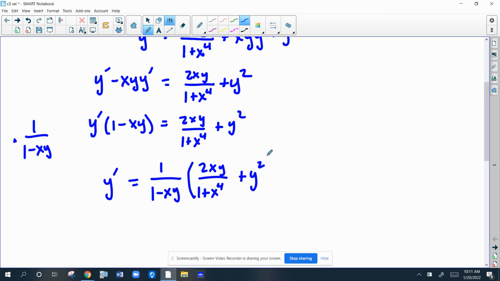Now you could distribute this part of the denominator into this denominator and put this y over that. I'm not going to. So if it's a multiple choice question, you're just going to have to figure out which one agrees with that. But that's y prime. And that's it.